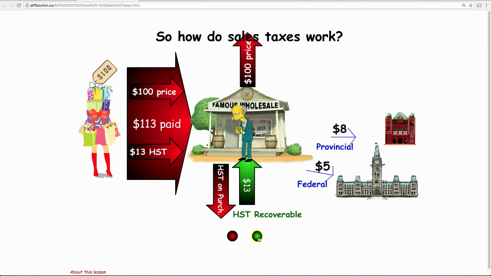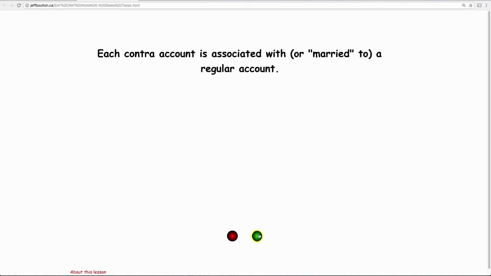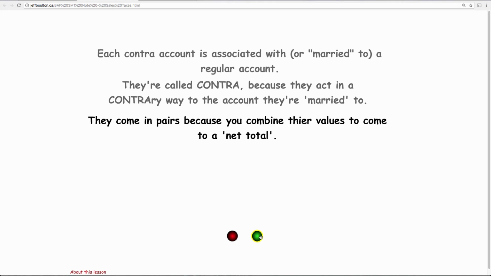So before we move on, we have to learn about something called contra accounts, because you just had your second one. Yes, you already have one. One of our sales tax accounts is a contra account, and it's HST recoverable. So a contra account is an account that is basically associated with another, or married to it. And they're called contra because they act in the opposite way. In other words, a contrary way to the account they are married to and associated with.